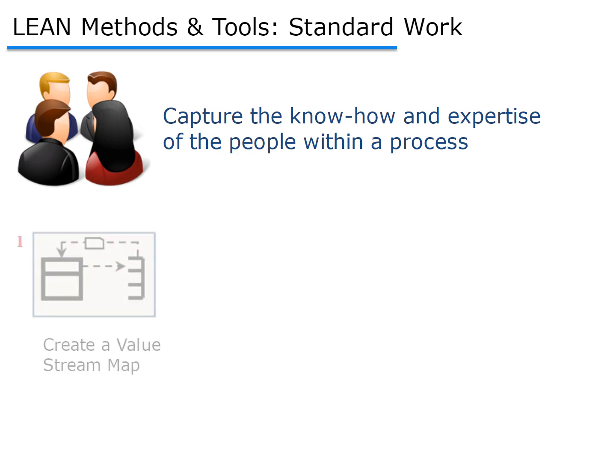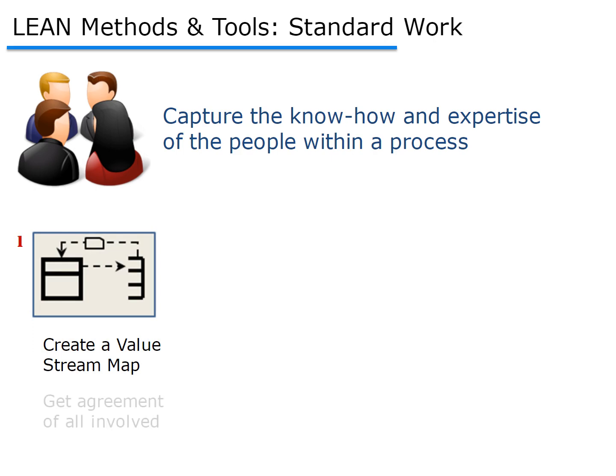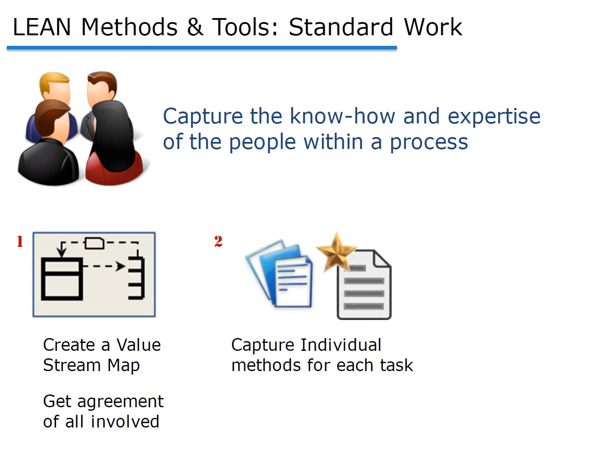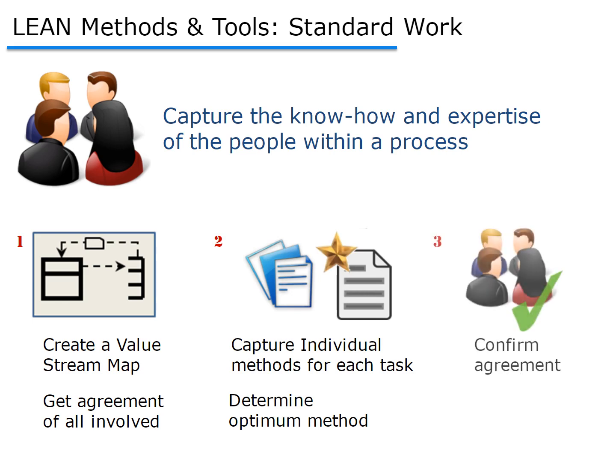First, create a value stream map of the process and get agreement from all involved on how the process works. Then, capture all the individual methods for each task and determine the optimum method, ideally using data on quality and cycle time. And finally, confirm agreement with the team. Document the optimal method, train the team, and establish necessary controls to sustain this method.